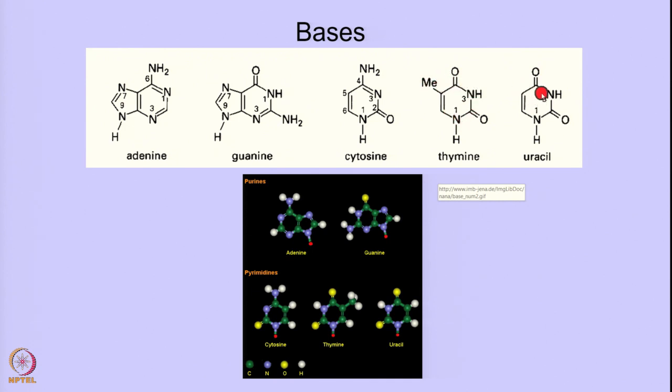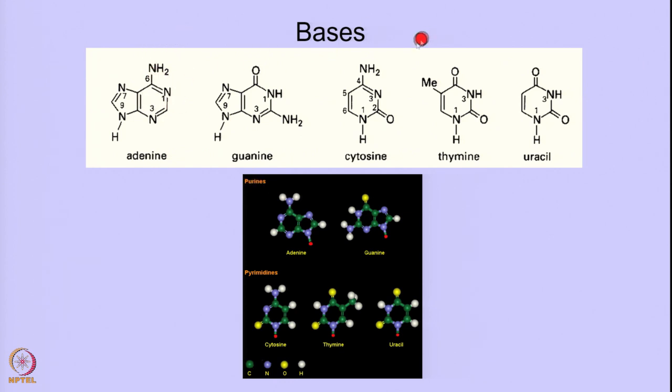The difference between thymine and uracil is that you have a methyl group in the case of thymine, whereas in uracil there is a hydrogen at this point. And in all of these there are hydrogens here, here, and so on and so forth. Okay. So, these are the structures of the bases, and those are indicated in a color coded manner here. All the nitrogens are blue, the oxygens are red, the hydrogens are white. Okay. And the carbons are in green.